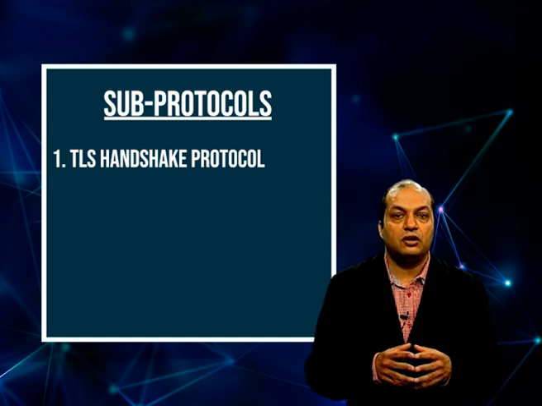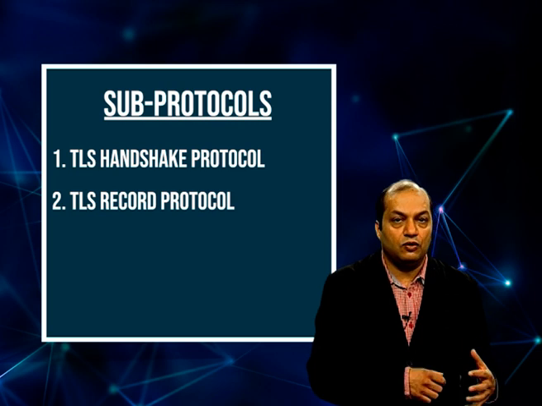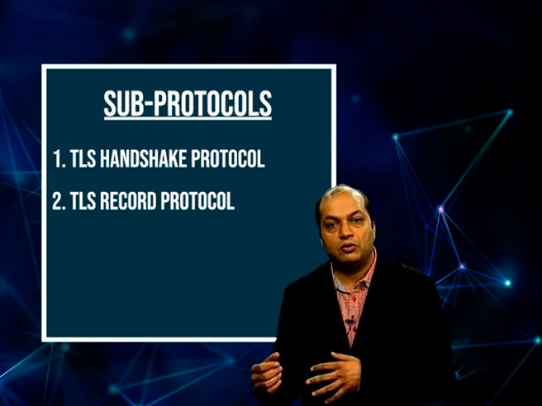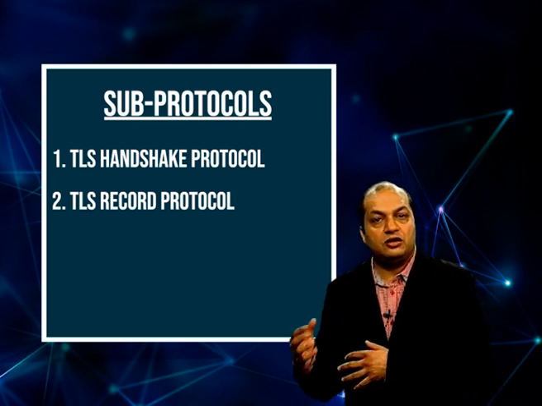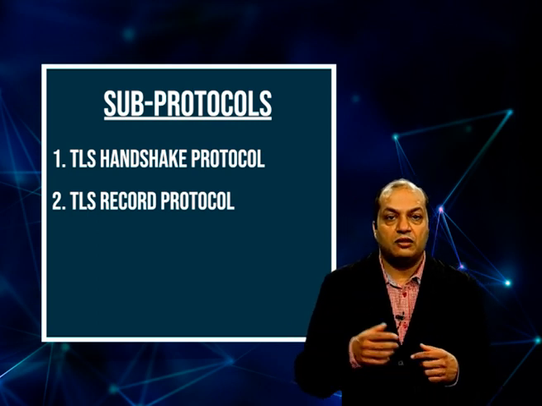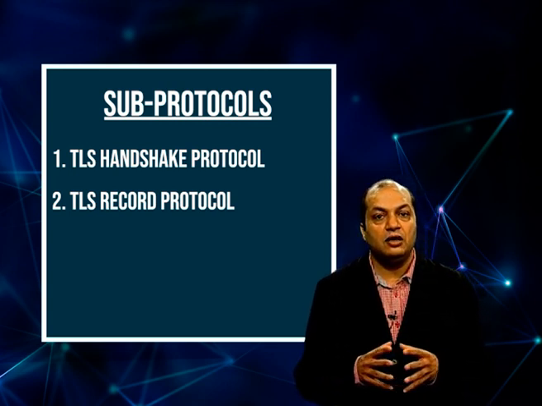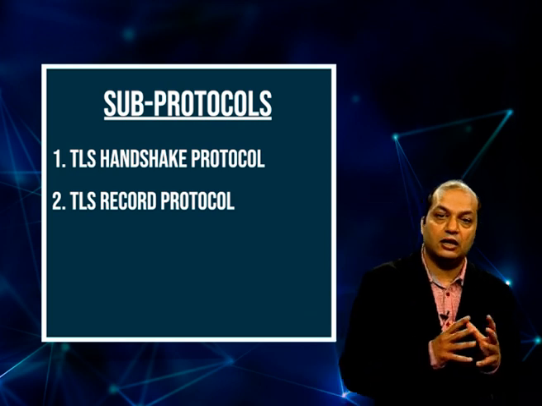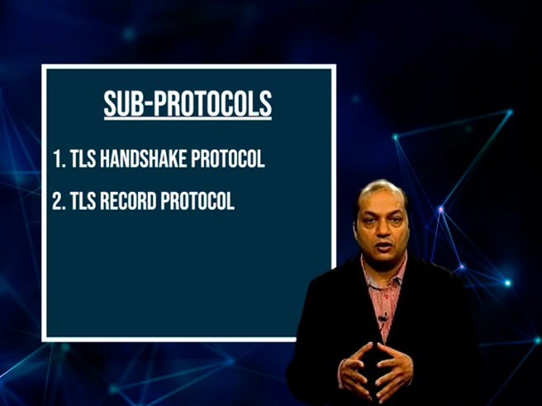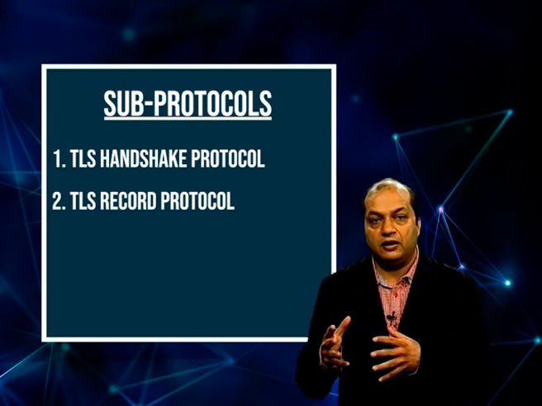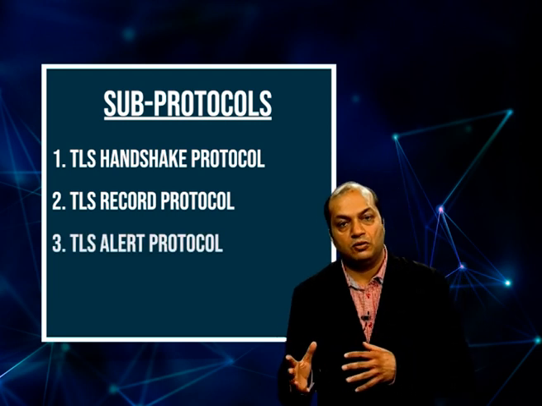Once the handshake protocol is successfully executed, then the record protocol will be invoked. The TLS record protocol will ensure traffic confidentiality. The message exchange between the client and the server will be confidential, protected by a symmetric key encryption algorithm. In between the handshake protocol and the record protocol, if any error occurs, then a warning will be displayed by invoking the TLS alert protocol.